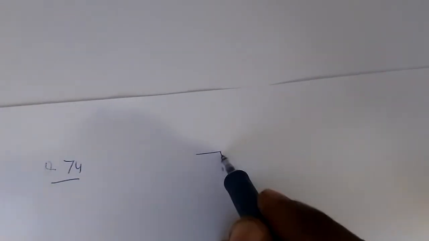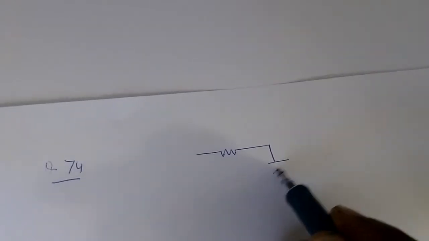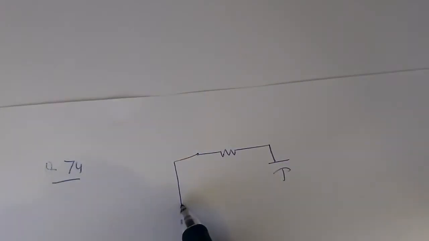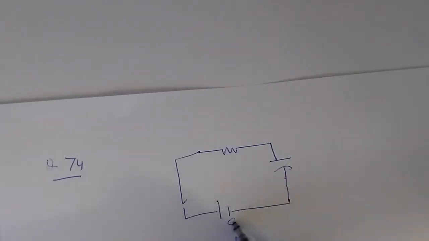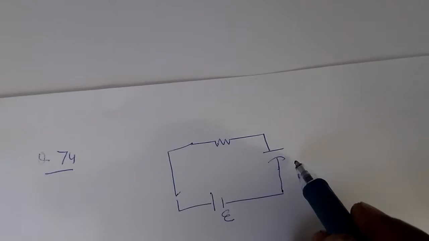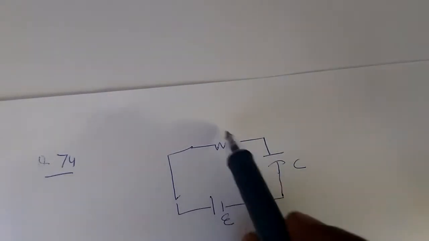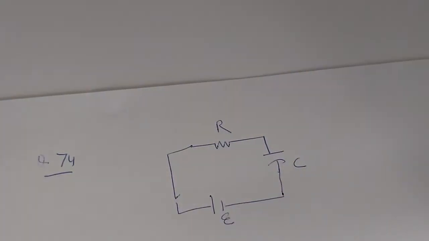this is our question number 74. This is our resistor, this is our capacitor, and we have a battery. You can think of a switch here and then a battery of a given EMF, so let's say E. The capacitor has a capacitance C and this resistor has a value of R.